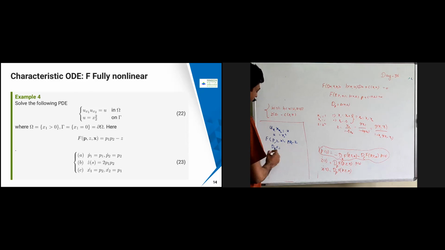So I can write this one. D_p1 of F is going to become p2. Okay, and D_p2 of F is going to become p1. And D_z of F is going to become minus 1. Okay, but as I have D_x is 0, so that is not going there. So in that case, I'm going to get p that is going to become p1.